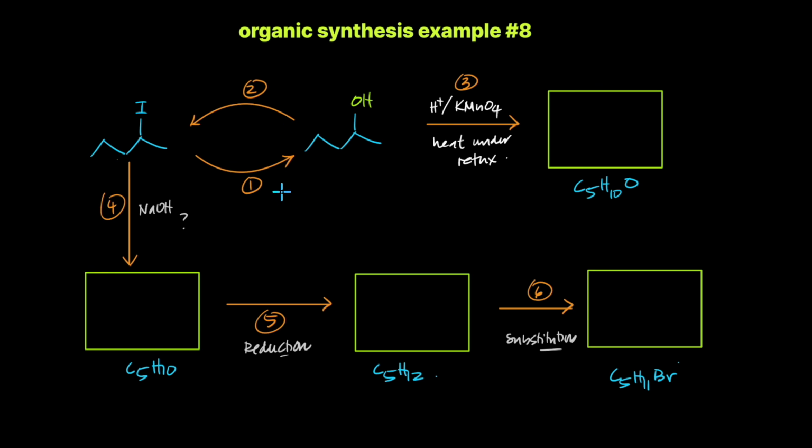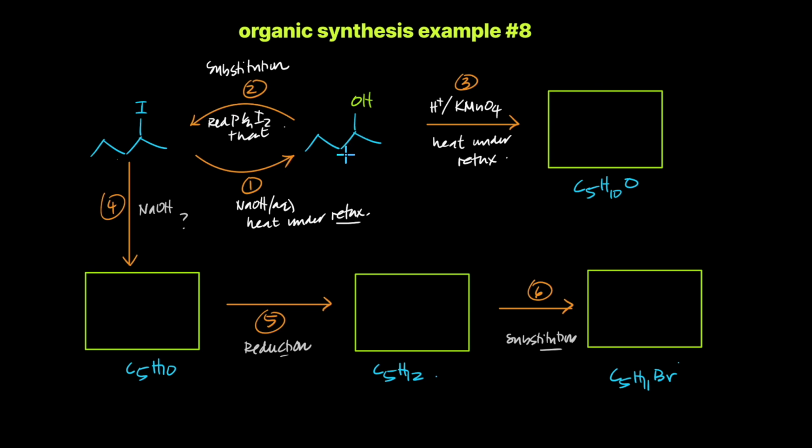Now in reaction number 1, I am replacing the I with OH. So that is NaOH aqueous, heat under reflux. That is the nucleophilic substitution, hydrolysis of halogenoalkanes to alcohols. Reaction number 2 was also substitution, but you could use HI or red phosphorus and iodine and heat. That's reaction 1 and 2.